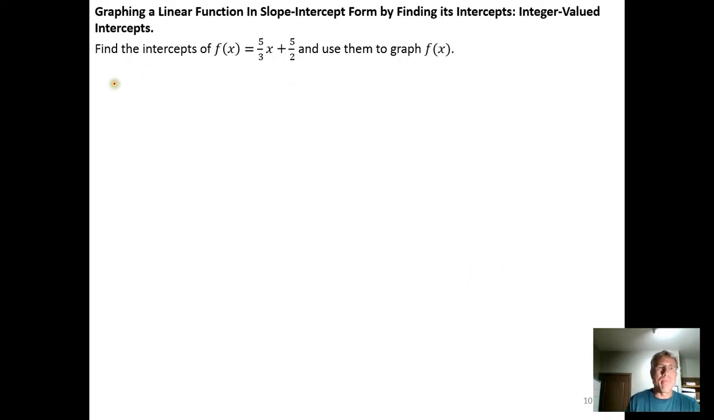So again, we want to remember that the y-intercept occurs when x is equal to 0. So we're trying to find 0, comma, f of 0. Input 0, output f of 0. So to get the y-intercept, we just plug 0 into f of x.